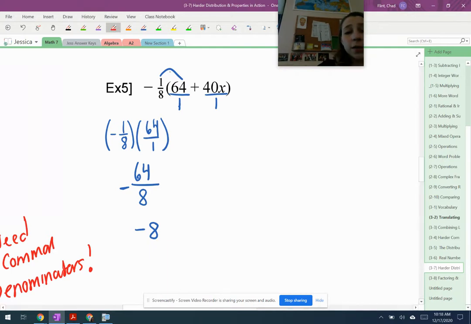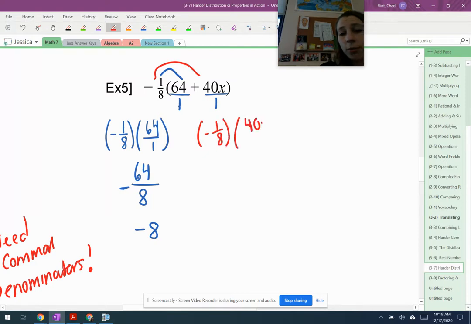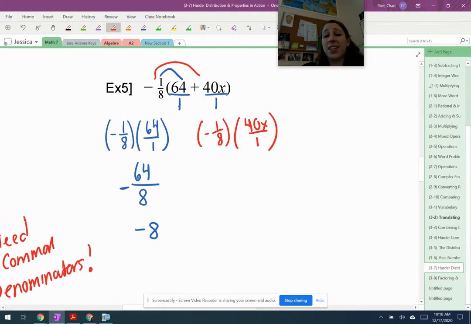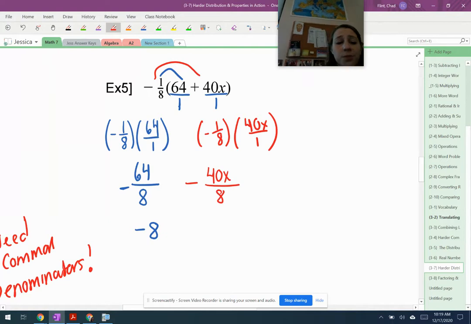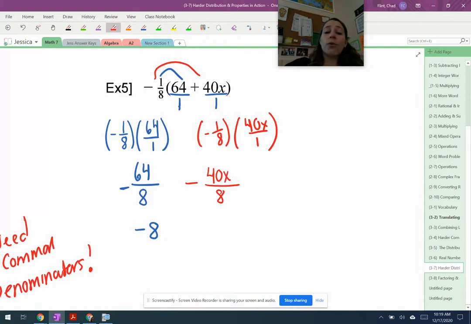And then looking at the second piece there, that negative 1/8 times 40x over 1. Notice how I didn't leave out the x. I kept that piece right in there so I don't lose it. So that's going to be another negative 40x on the top over 8. And here again, I can do this division. Even though the 40 has an x and the 8 doesn't, we are allowed to multiply and divide pieces that are not like. Just like with fractions.